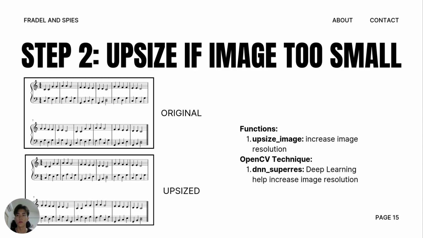In step 2, we want the image with high resolution for better image processing. Also, we want to use images with similar resolution, so we can use similar kernels for image processing. To satisfy this concept, we use the upsize image function to increase image resolution. In this step, we use the OpenCV library called DNN SuperRes, which is a deep learning model to enhance the image resolution while keeping the image quality, unlike cv2 resize.